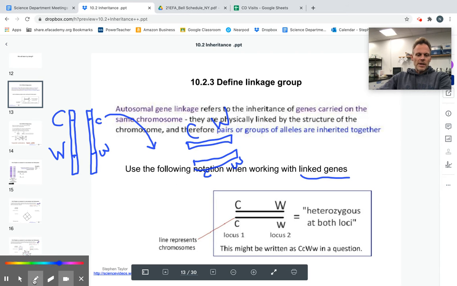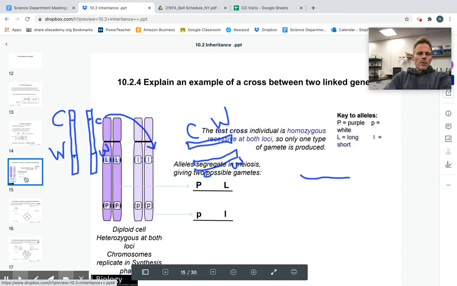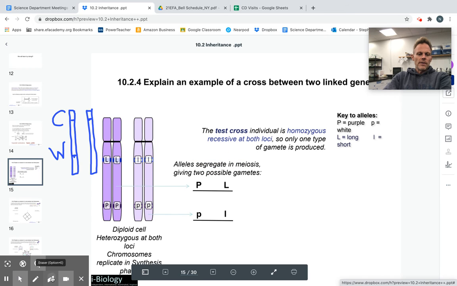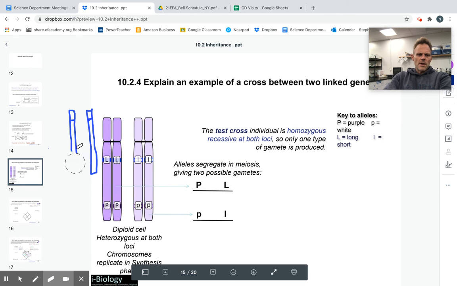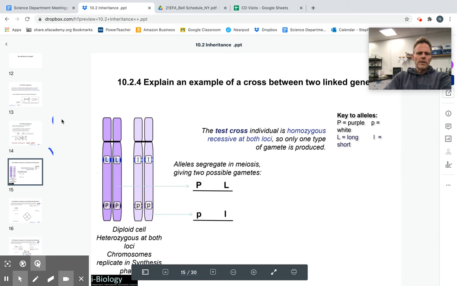So let's practice one. So let's go to this slide. We're going to change the letters. And in this situation, we're looking at color. So the pea plant can be purple, which is big P, or it can be white, which is little p. And we're also going to be looking at the length of, I think it's a pollen, some part of the plant that either can be long, dominant, or little l for short.